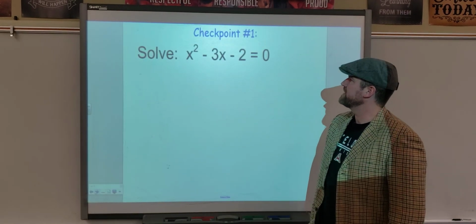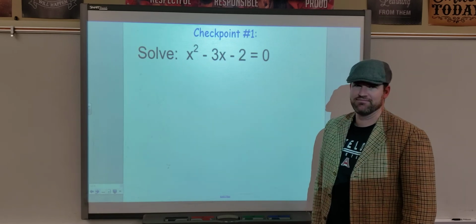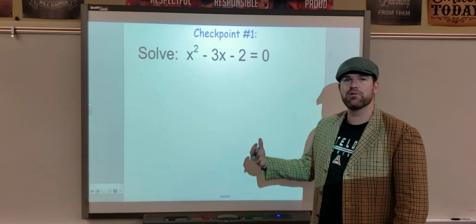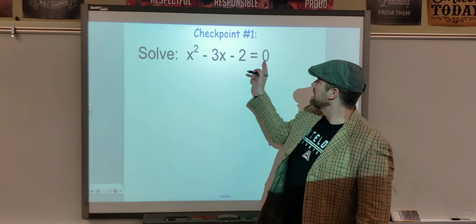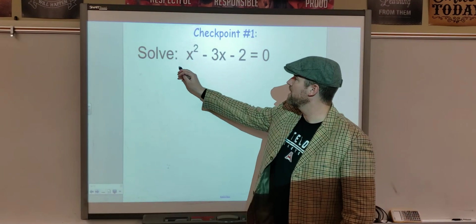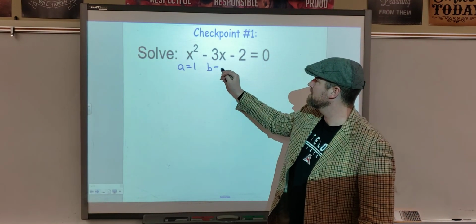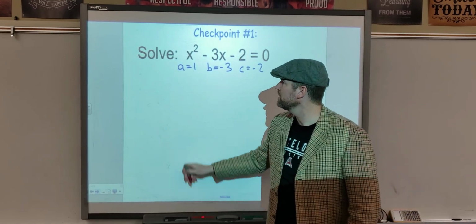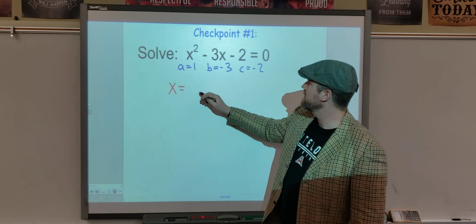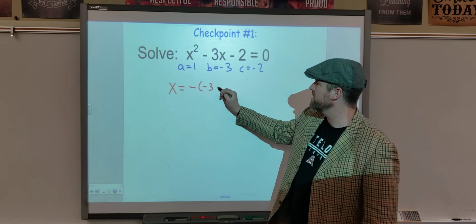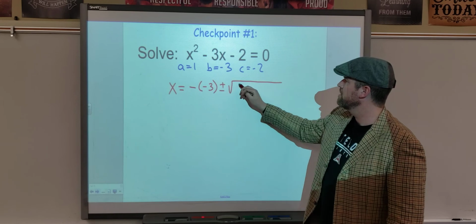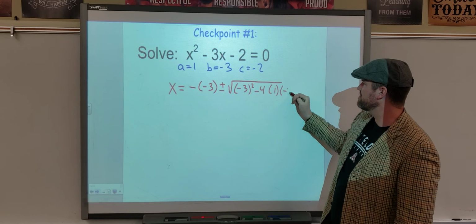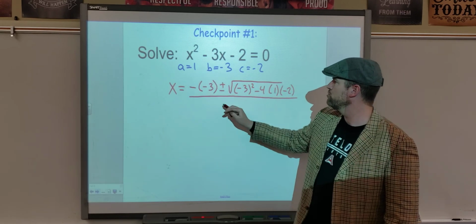All right, checkpoint. Your turn to try. Go ahead. All right, welcome back. Hopefully you did okay with this one. Let's go ahead and review it. It's equal to 0. That's good. Our A is 1. B is negative 3. C is negative 2. Plug it into the quadratic formula. X equals negative 3 plus or minus the square root B squared minus 4 times A times C all over 2A.